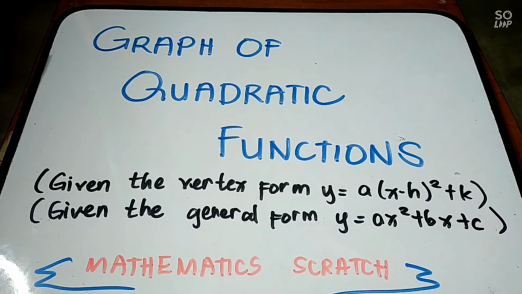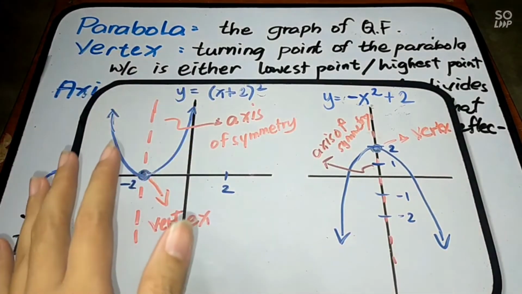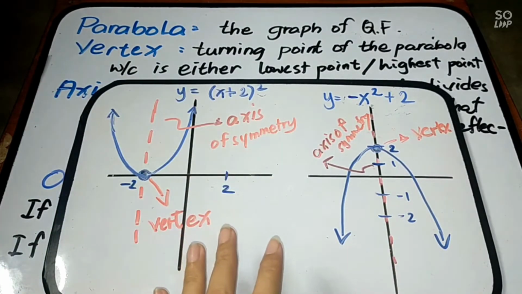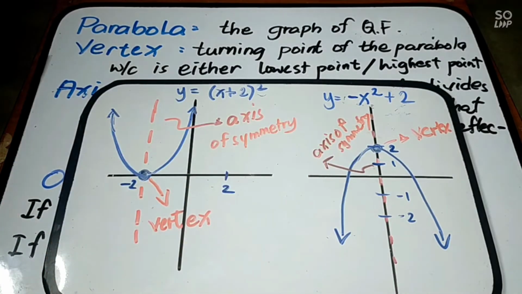First, we have the vertex form, y equals a times (x minus h) squared plus k, and the other one, the general form, y equals ax squared plus bx plus c. In graphing quadratic functions, the graph that you can create is called a parabola. A parabola is a curved line. This is an example of a parabola. It can open upward and it can also open downward.